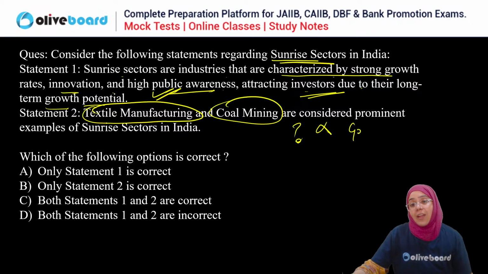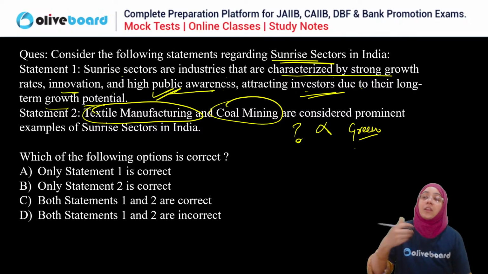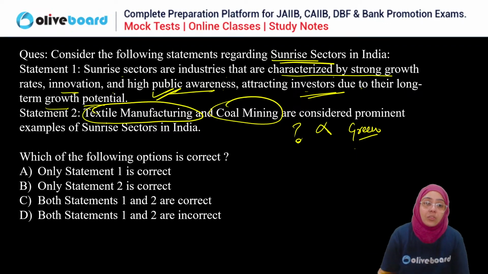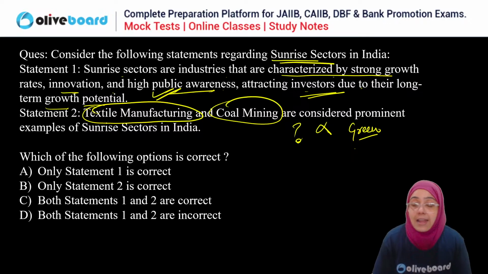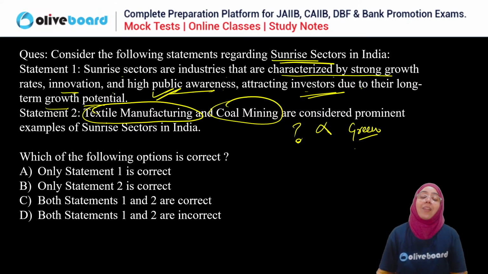No. Examples of sunrise sectors are green energy, for example fintech. Fintech is a sunrise sector. Green renewable energy is a sunrise sector. Not textile and coal mining. They are not prominent examples of the sunrise sector. So the second statement is wrong. We have to choose the correct statement. A is the correct answer, everyone. Done?